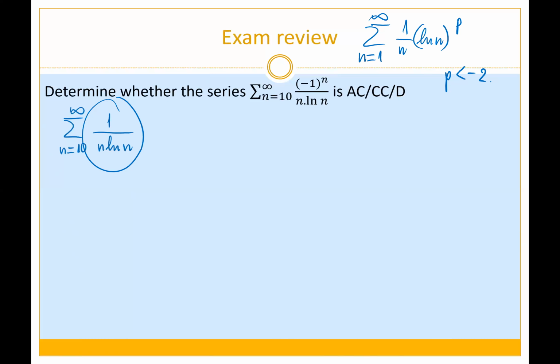The integral test requires that every single term in this series, so you have 1 over n ln of n, is positive, starting from n bigger than or equal to 10. So every single term is positive, and it's a decreasing function, because as n grows bigger and bigger, the denominator n ln of n gets bigger and bigger, meaning the fraction 1 over n ln of n is decreasing.